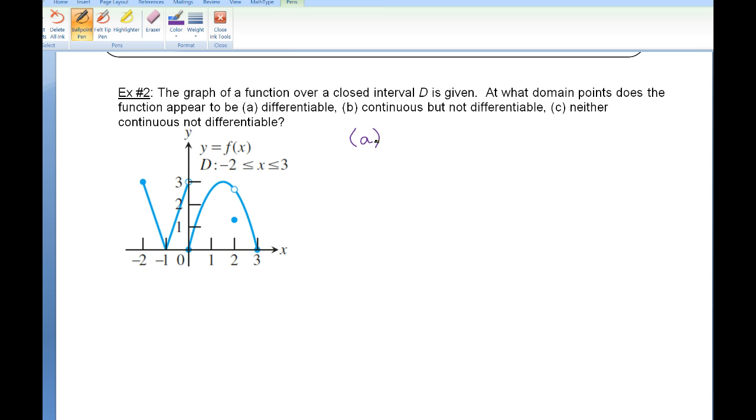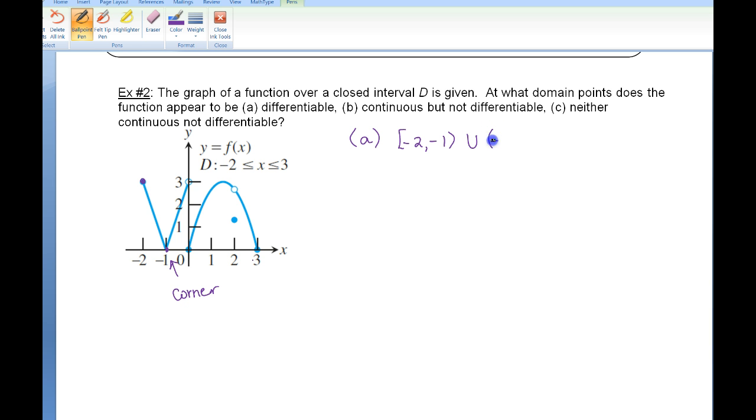Okay, so differentiable. Since this endpoint right here is colored in, we're going to use a bracket. So from -2 to -1. Now, some books will use parentheses and brackets. We'll stick with parentheses for now. Now, I can't include -1 because there is a corner right there. Do you see that?